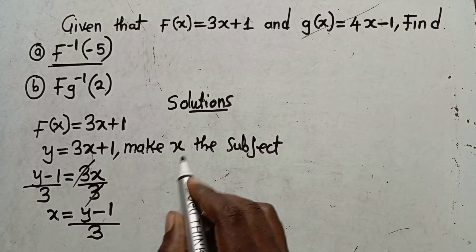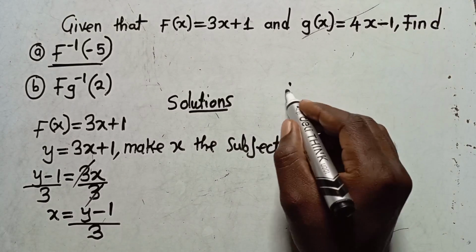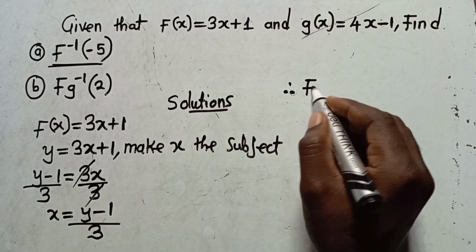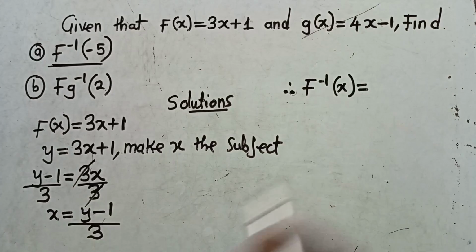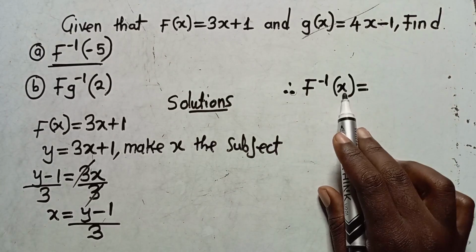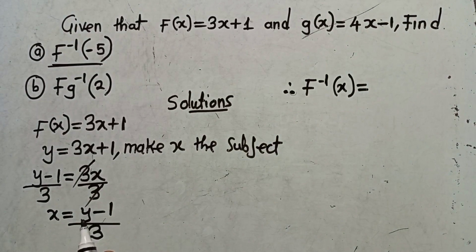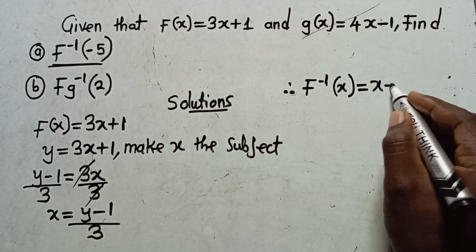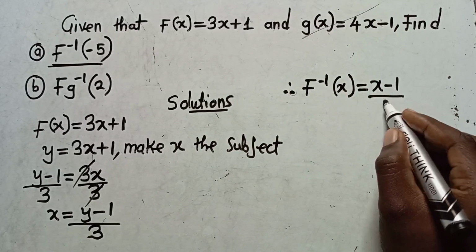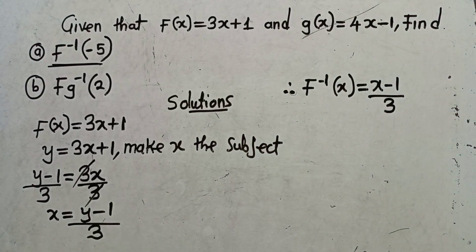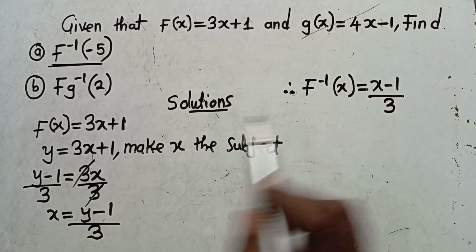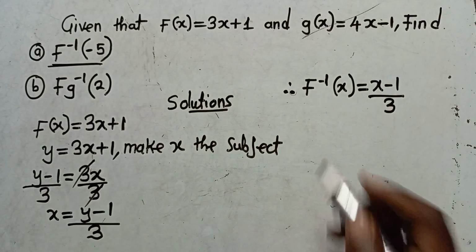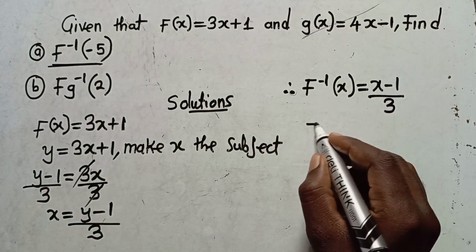What I'm going to do is that I'm just going to say now that therefore f inverse of x is now equal to what? Have you seen I've said x there? Meaning where there is y there, I put x. x minus 1 over 3. So this is the inverse. After doing this now, where there is x there, that's where I'm going to put a negative 5, even there where there is x.